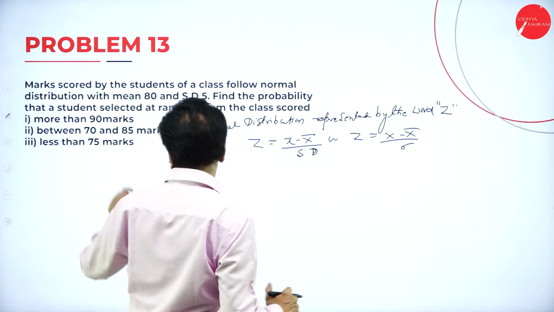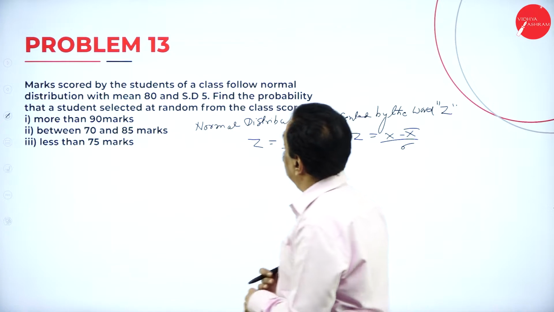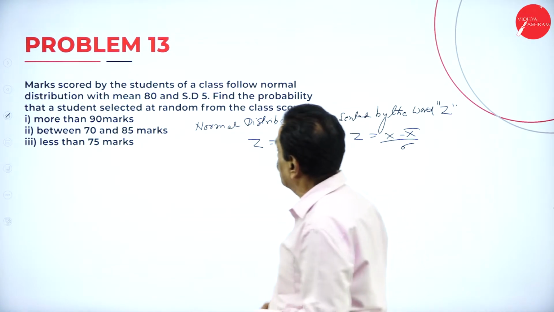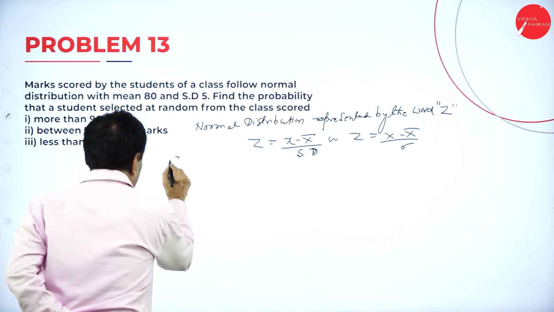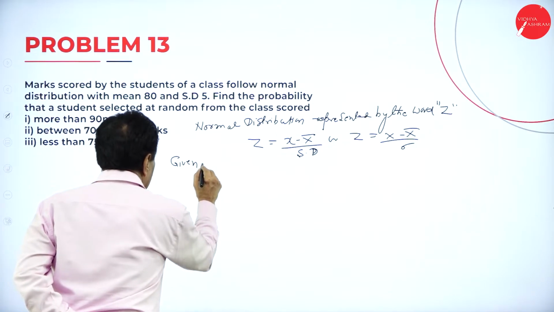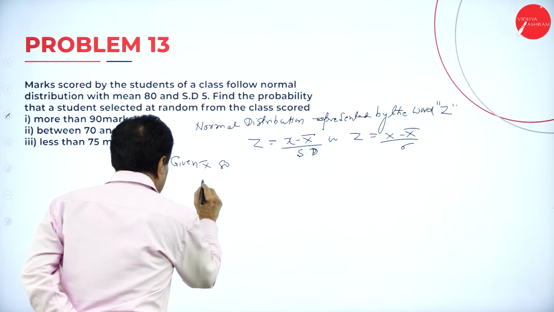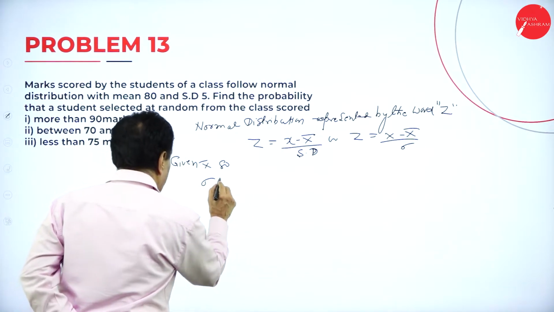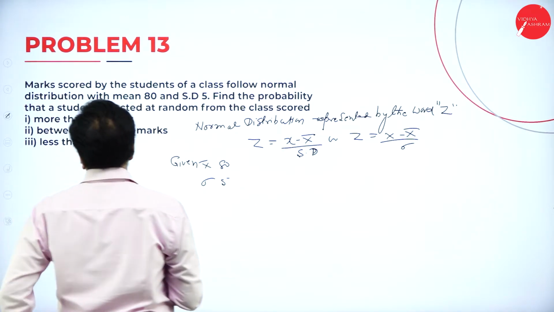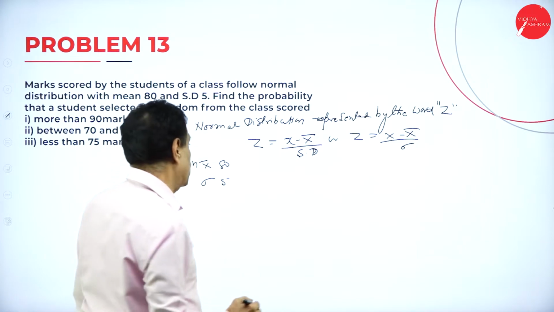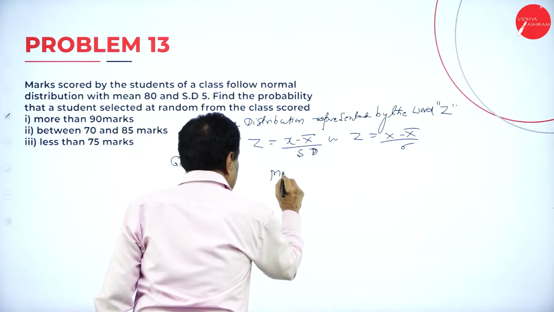So if you go to this problem, what have they given? Normal distribution with mean given. Mean is equal to 80. Standard deviation is equal to 5. More than 90. Here, given more than 90.